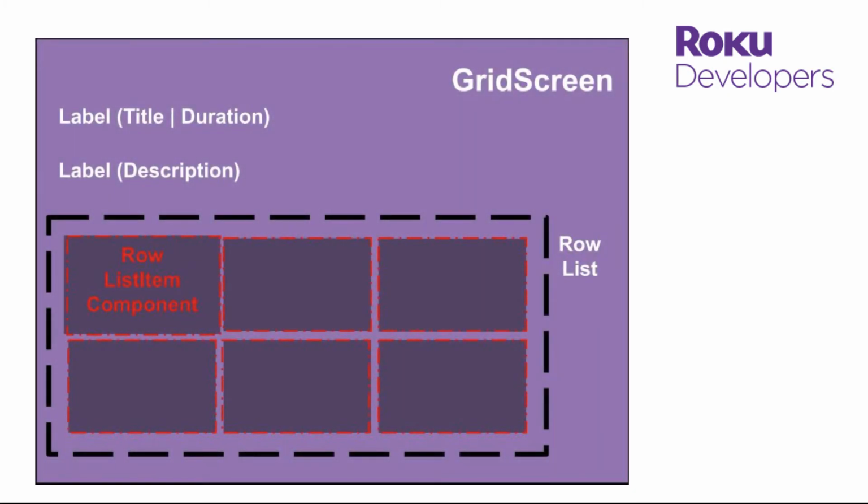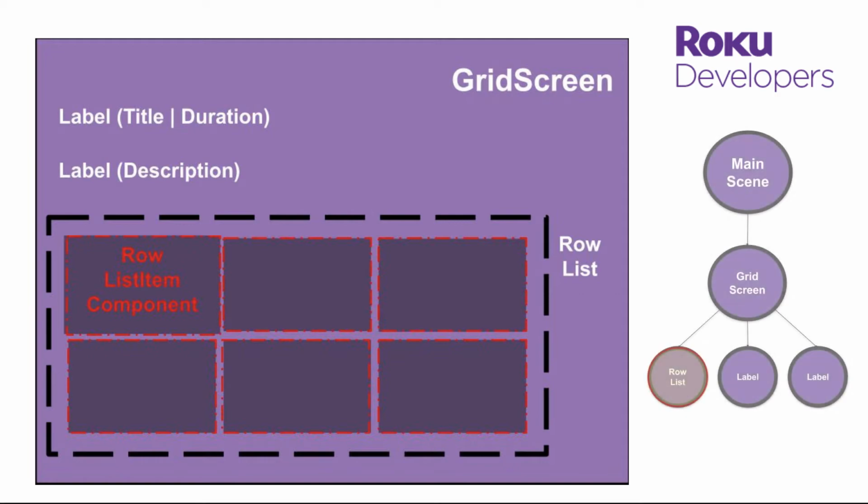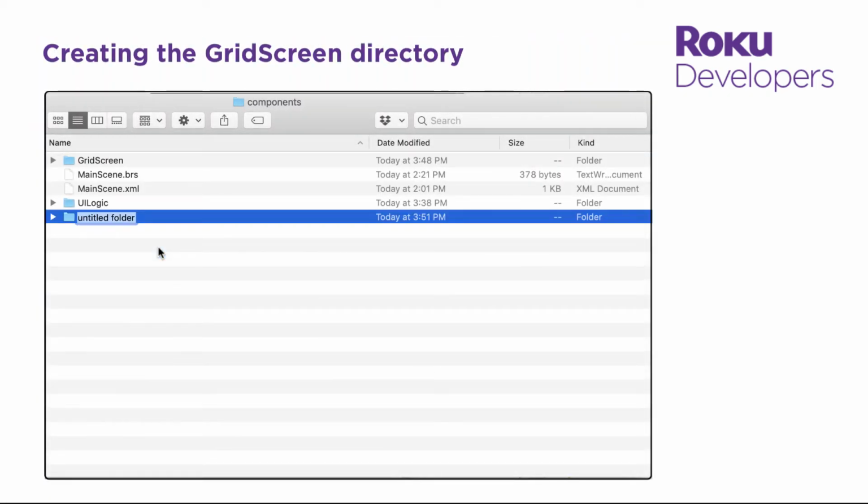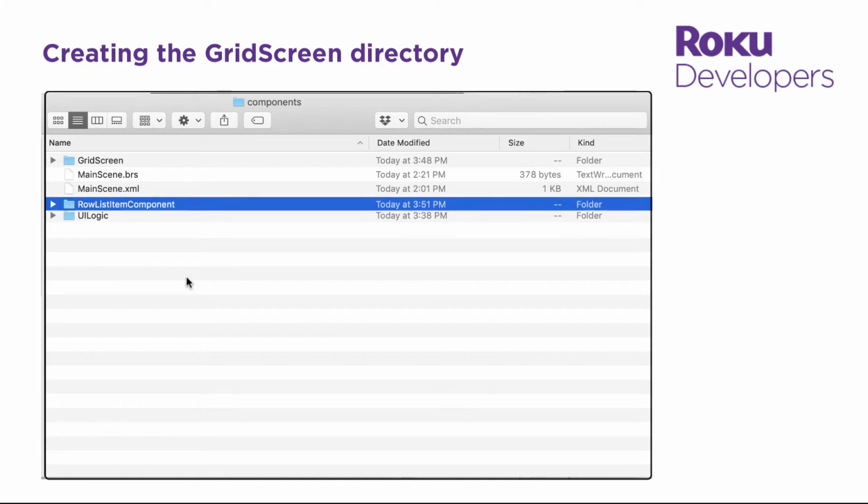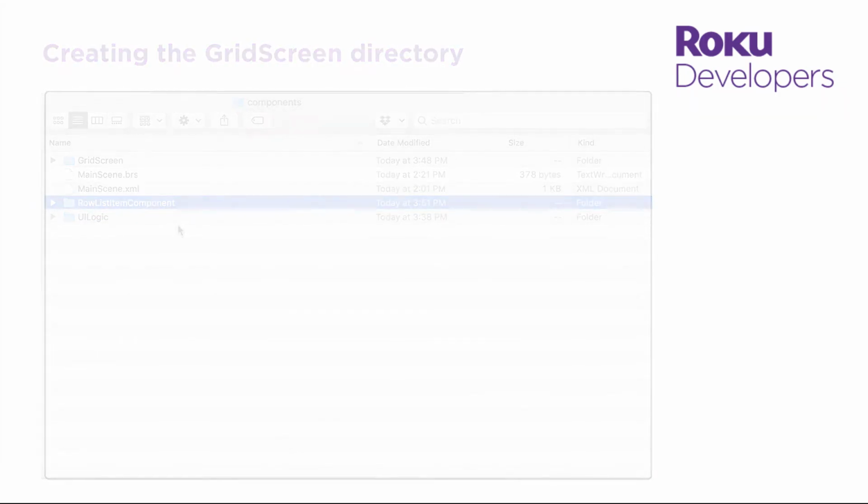Now let's create the row list item component that we referenced when building the grid screen. The row list item contains a poster for displaying an item's thumbnail. To create the row list item, first add a new folder in the components directory named row list item component. Once again, we'll create the SceneGraph XML and BrightScript files for this component in this folder.